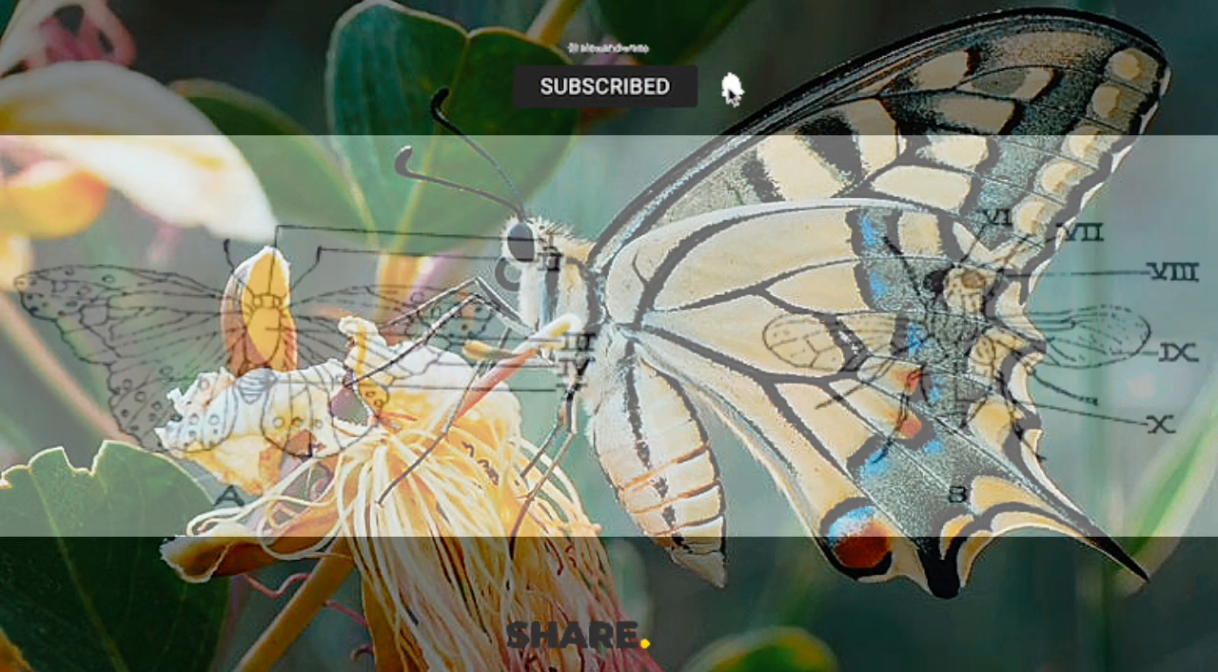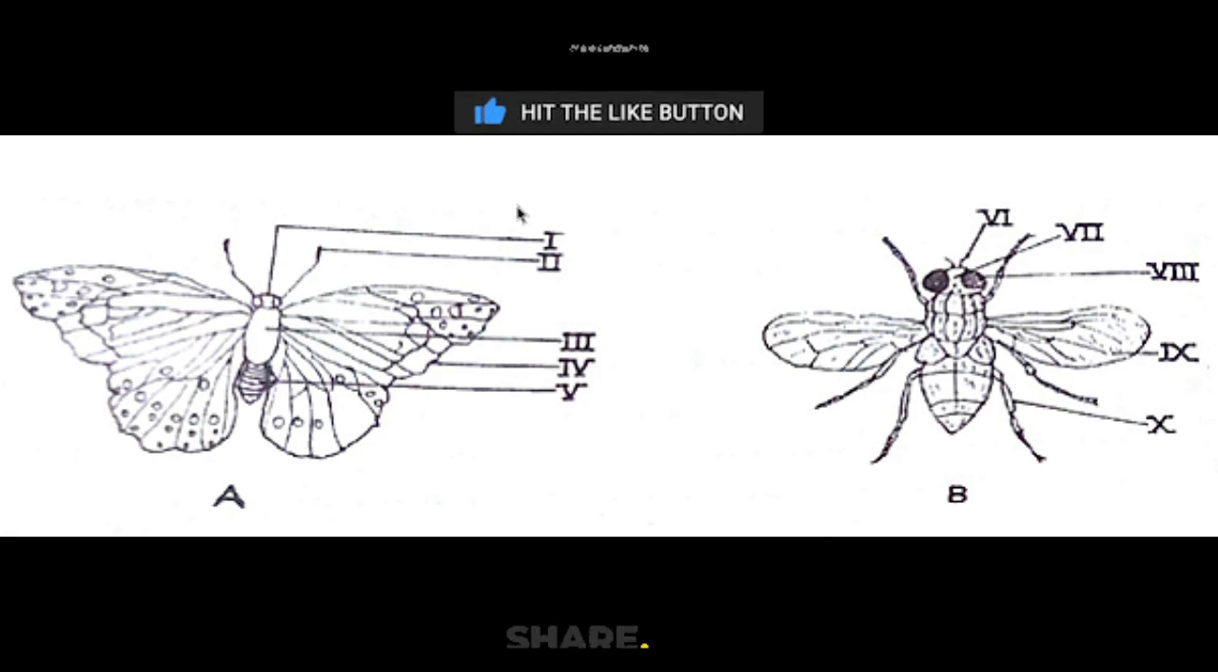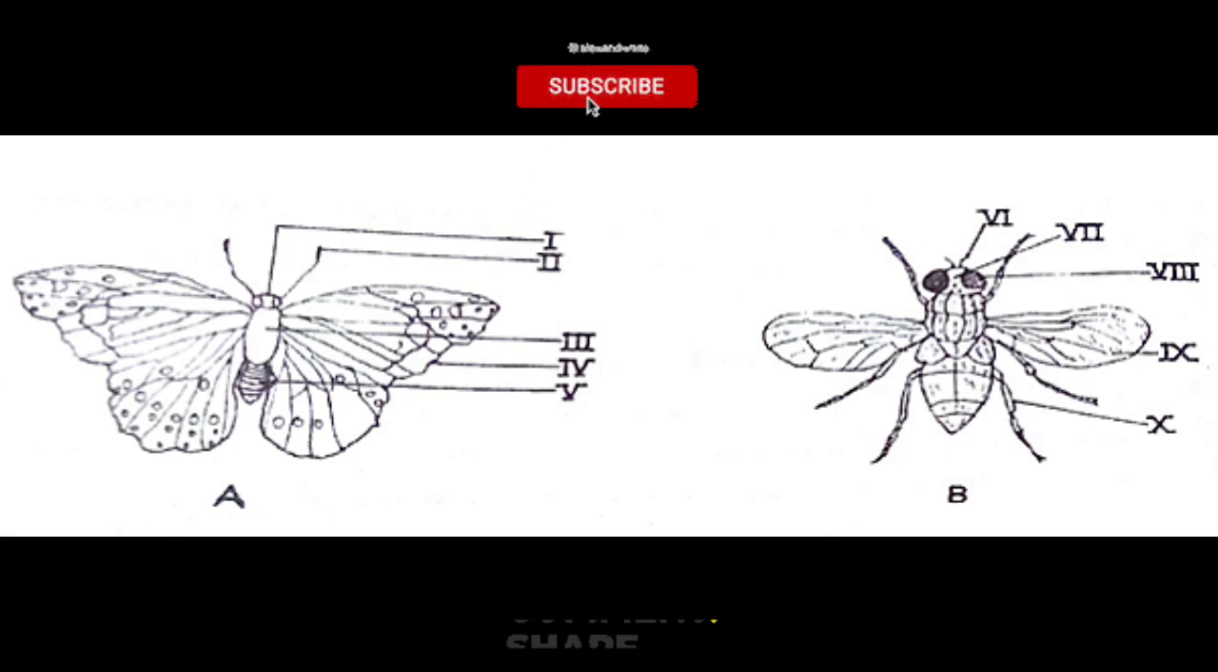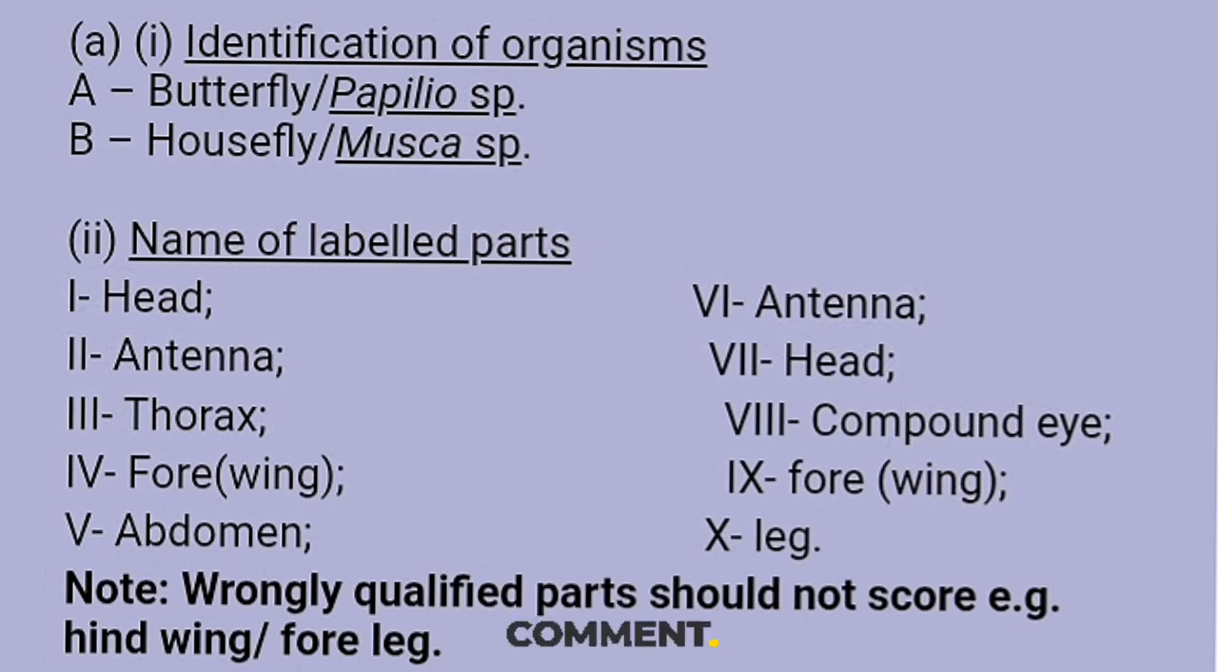Let's go. We're going to compare specimen A housefly with specimen E butterfly, not because the name ends with fly, but because they have similar features and differences. First, let's identify them. So identification of organisms: butterfly, or we call it Papilio species, and housefly is Musca species. That's the identification. So butterfly is Papilio sp, and then housefly Musca species.